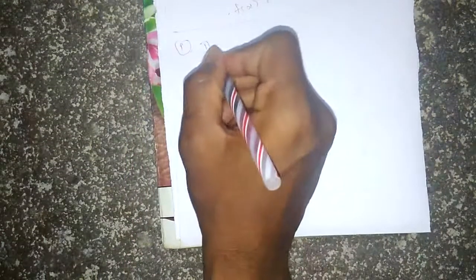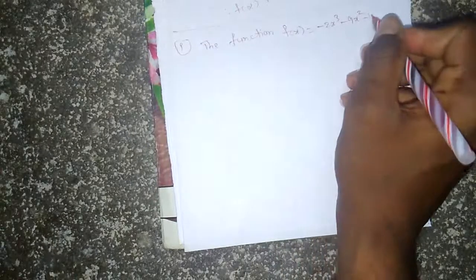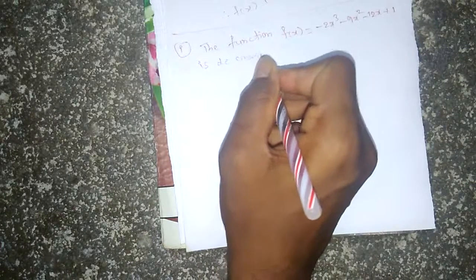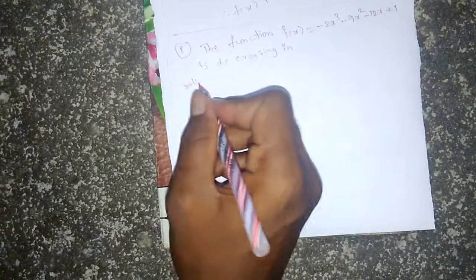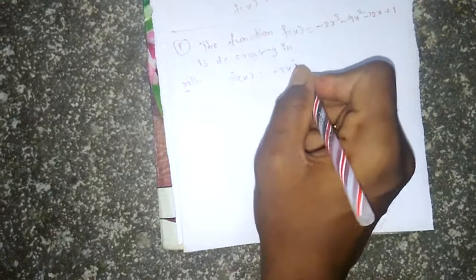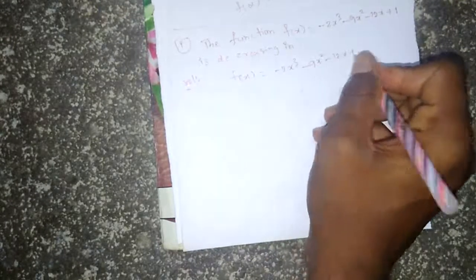Our next problem is the function f of x is equal to minus 2x cube minus 9x square minus 12x plus 1 is decreasing in. Here given function f of x is equal to minus 2x cube minus 9x square minus 12x plus 1.